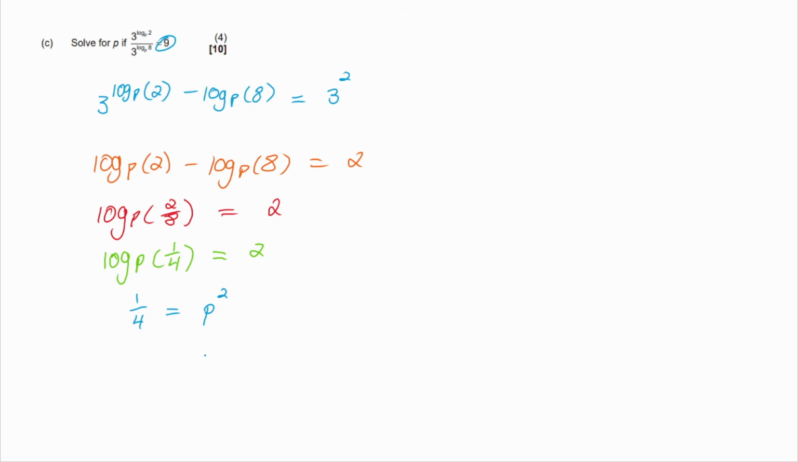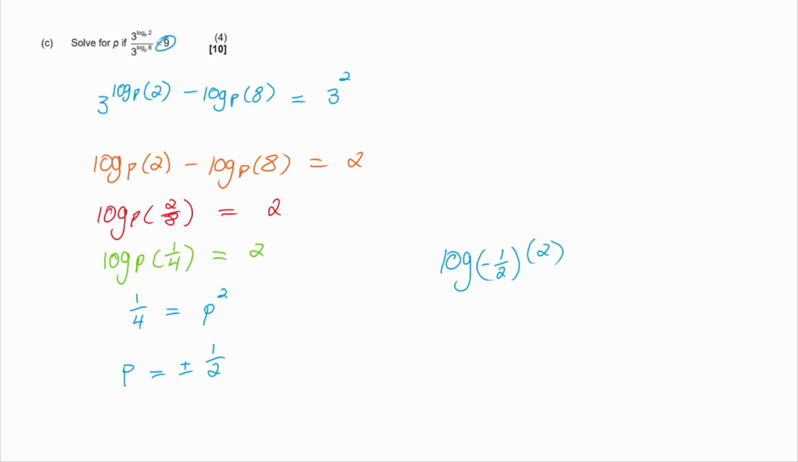So what we can do now is take the square root on both sides. So we get p is equal to plus or minus 1 over 2. But we need to be careful here because we can't do log of a negative base. So we can't do this. Let me show you in the calculator that this will give us an error.